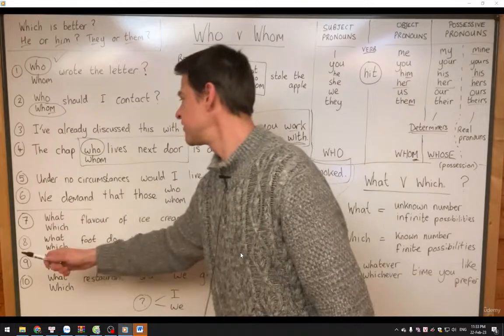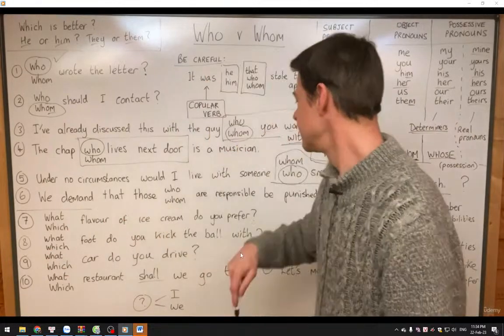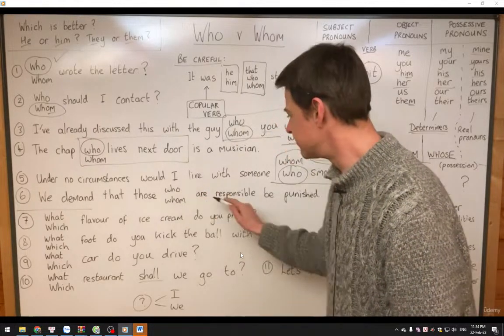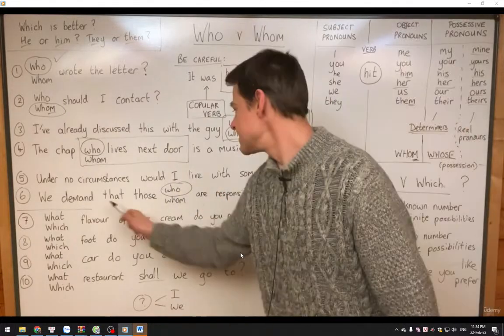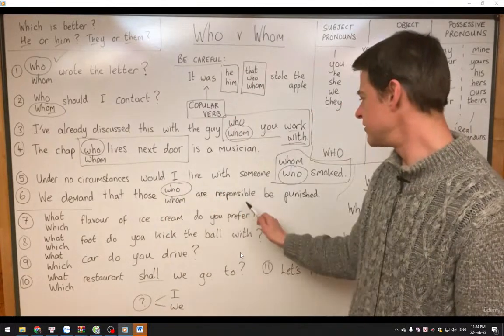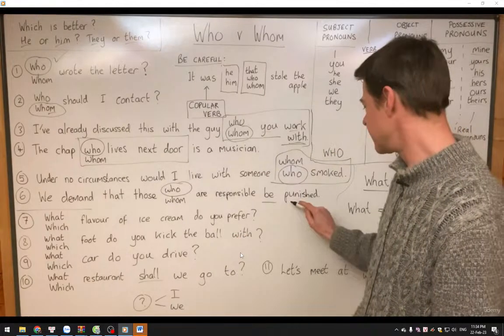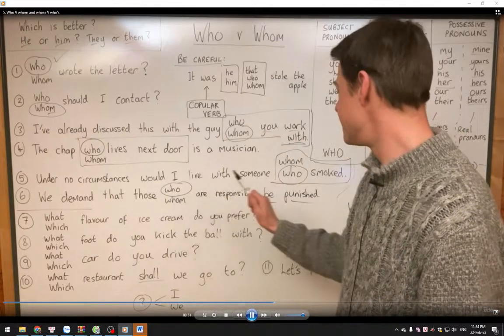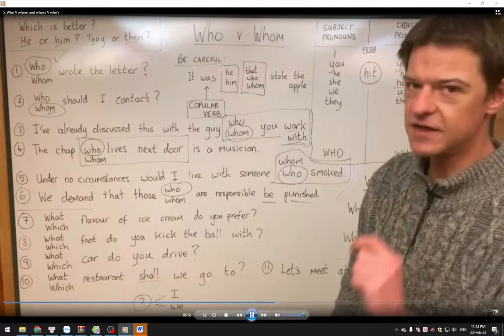Number 6 is not inversion, but it is subjunctive. We demand that those. Now, would we say they are responsible or them are responsible? Of course we'd say they are responsible, so that's the correct one. We demand that those who are responsible, defining which those, be punished. There's a subjunctive. Look at that. Be. We demand that they be punished. That those who are responsible be punished. Okay, so don't forget these old topics.